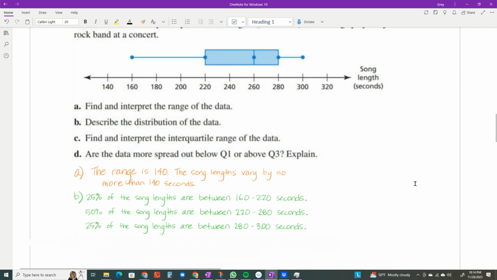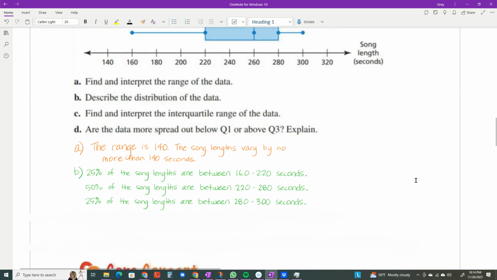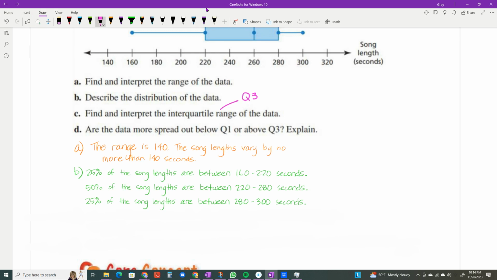Part C says find and interpret the interquartile range. The interquartile range is that box. And so to find the interquartile range, you take Q3 minus Q1. So Q3 is 280, Q1 is 220, and 280 minus 220 is 60. So my interquartile range, or IQR, is 60 seconds. And that means that the middle half of the songs vary by no more than 60 seconds.